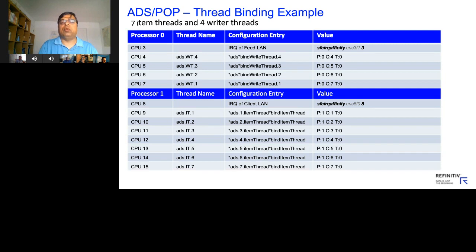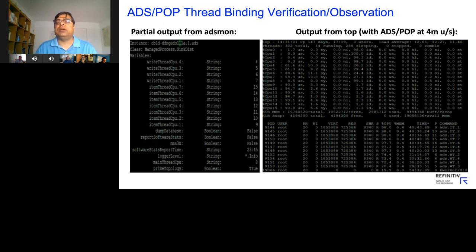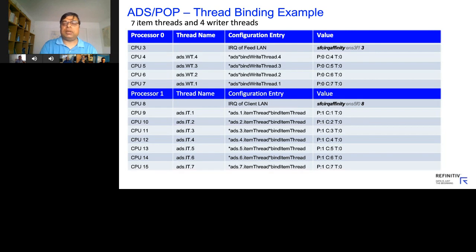And then if you look at the output of ADS-Mon, that will also show you where things are. And with any reasonable load, you will see how much CPU is being used by each thread of the ADS. So you can verify that through top. So that's how you will verify where things are.